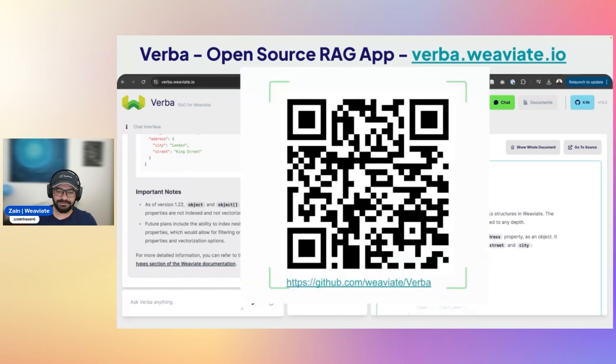But the cool thing is that it's fully open source. You can take Verba and you can put your own documents into it. You can reskin it. So I invite people to have a go at that.